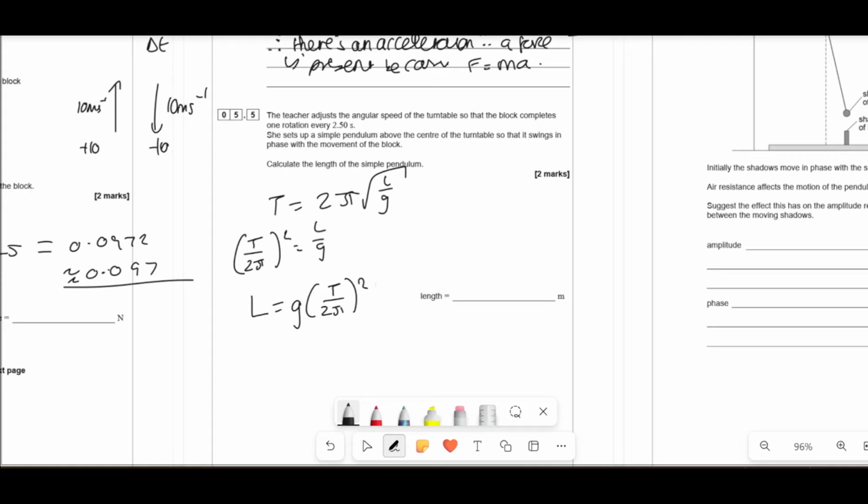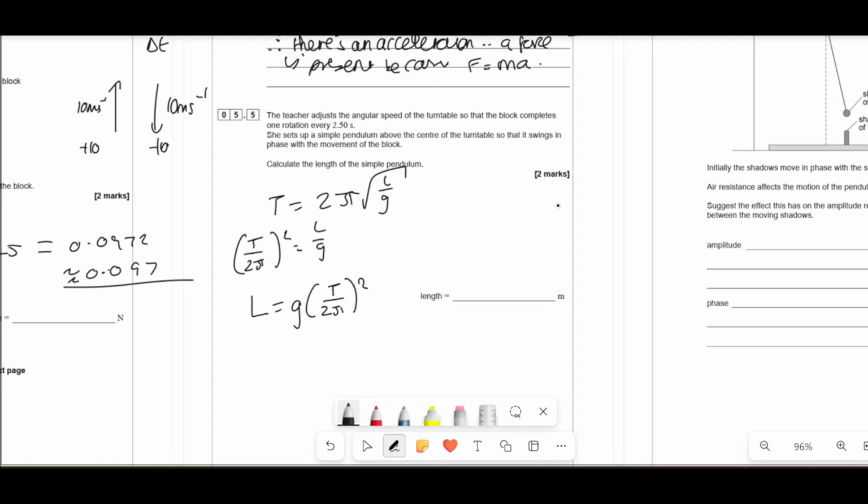Now, when you're doing a simple pendulum, the capital T is the period, remember. It's the time taken for one full oscillation. So this question has told you that they've changed it so that one rotation is every 2.5 seconds. If they're in phase, then as this is completing one rotation, this will complete its full oscillation from one side to the next.